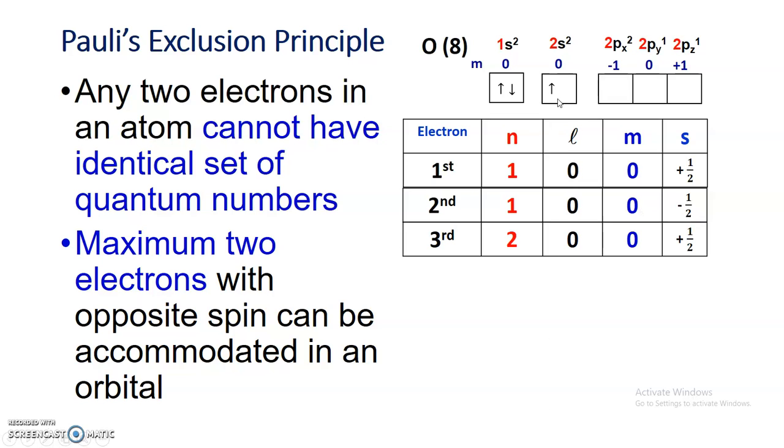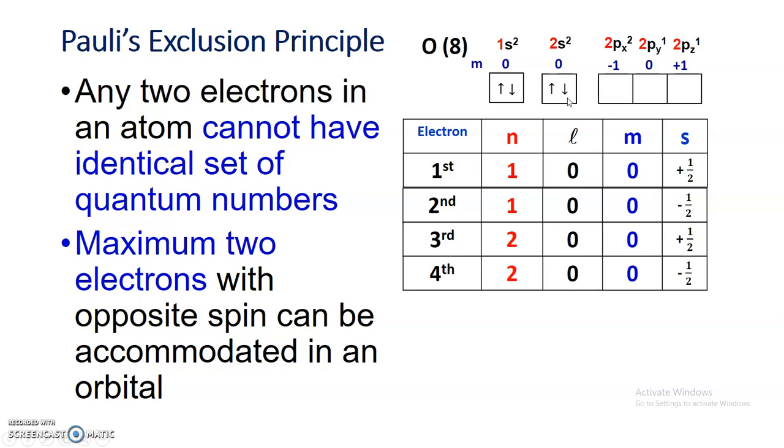Now consider the third electron. This is the third electron, accommodated in the 2s orbital. This electron is present in the second shell, and therefore n is equal to 2. Now l is equal to 0 because it is in the s subshell. Then m is equal to 0, since for the s subshell m is always 0, and as this electron spins in the clockwise direction, s is equal to +½. So this is for the third electron.